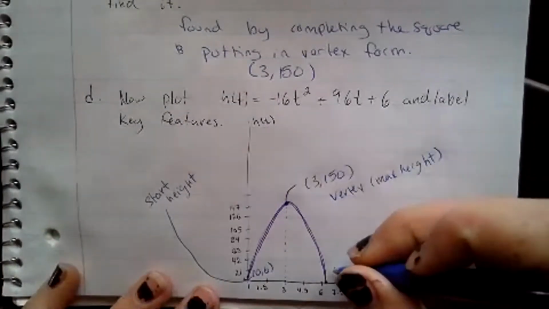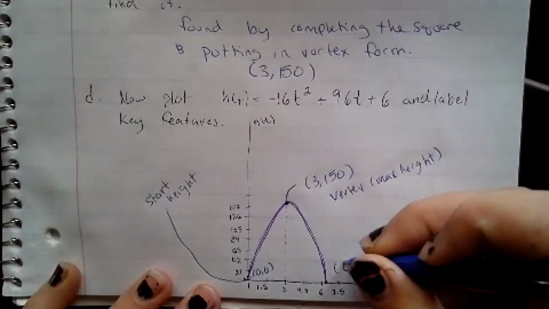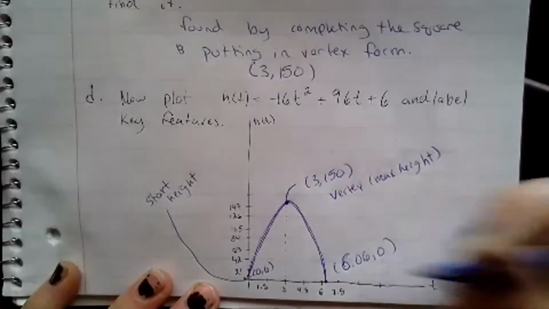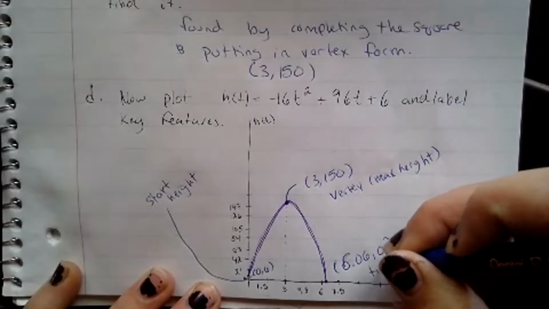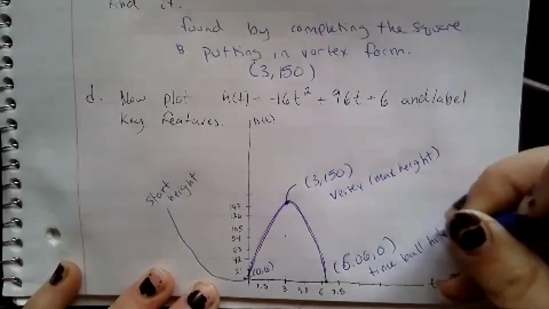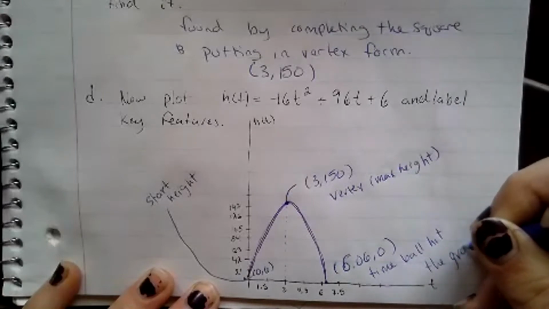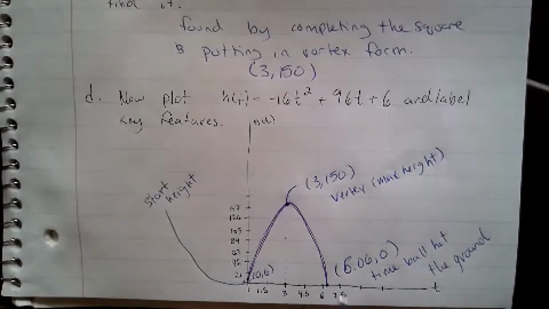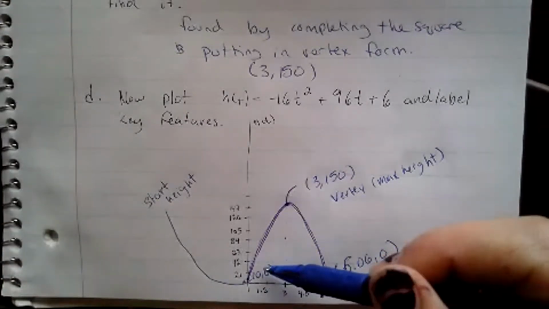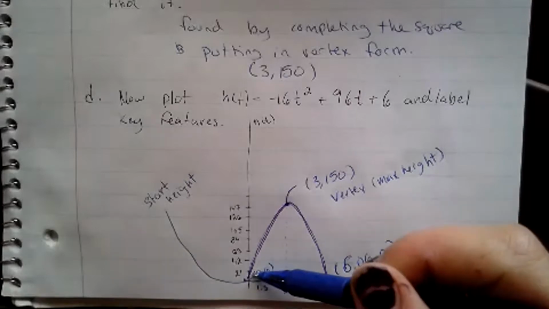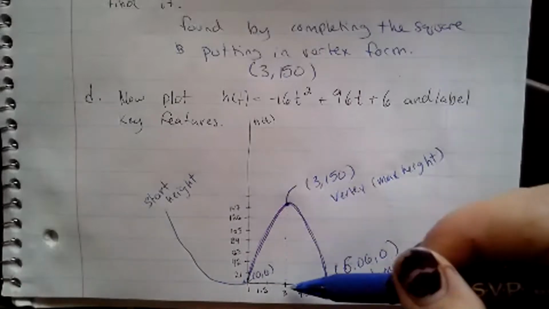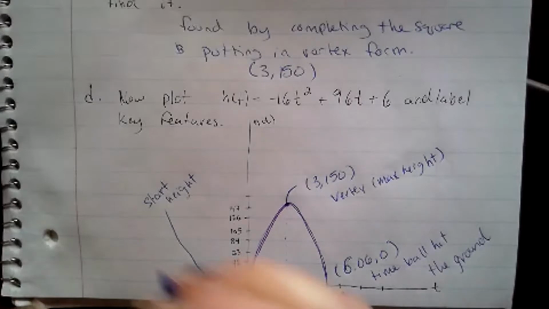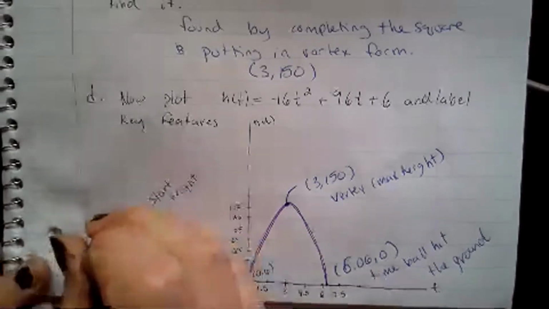And then down here we have, sorry, 6.06, 0, which is the time the ball hit the ground. So we can see our domain here, right? It goes from 0 to 6.06. That's when it ended. And we can see our range is from 0, because even though it started at 6 feet, it eventually did hit 0. So 0 to 150 would be our range. So you can put that over here.